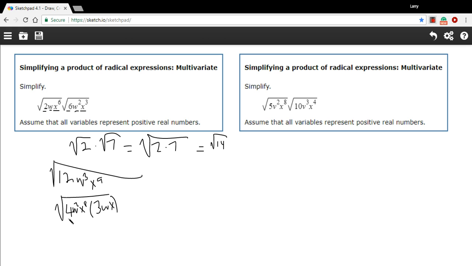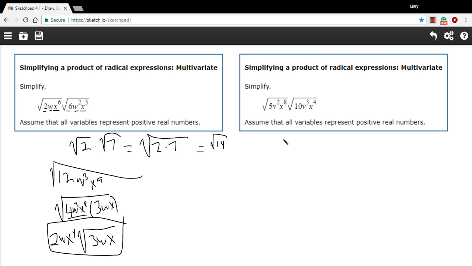So I'm going to go ahead and take the square root of all of this. The square root of 4 is 2. That goes on the outside of the radical symbol. Square root of w squared is w. Square root of x to the eighth is x to the fourth. And then what's left on the inside is my other factor, the 3wx. And that is as simple as that one can get.